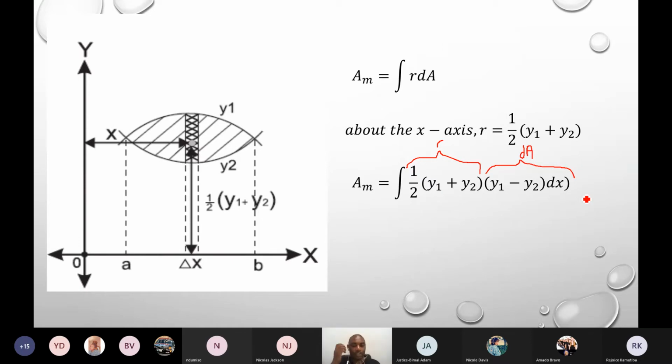Okay, so you can see what my R is and what my dA is. Now, I can combine these together. How do I combine it? Remember, I can use difference of two squares: (y1 plus y2) times (y1 minus y2) is the same as y1 squared minus y2 squared. So that's my formula for area moment about the x-axis, where my limits are in the x.